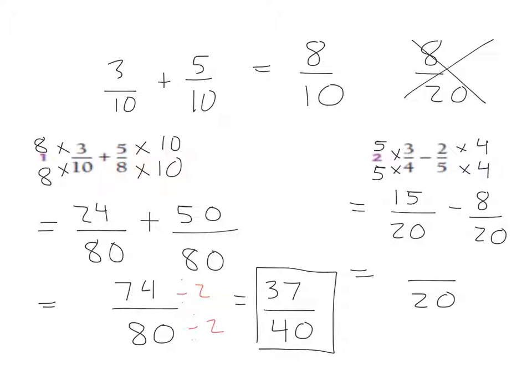15 subtract 8 is going to give me 7. I end up with 7 over 20. There's no common number that I can divide through, so I know that 7 over 20 is in lowest terms.